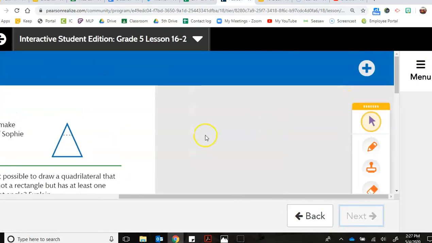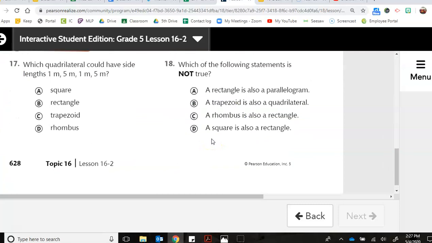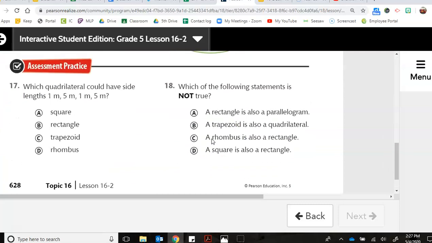One more. Number 17. Which quadrilateral could have the side lengths 1 meter, 5 meters, 1 meter, 5 meters? So I already know that it can't be a square because that has to have all the same side lengths. I also know it can't be a rhombus because that has to have all the same side lengths too. So that leaves me rectangle and trapezoid.